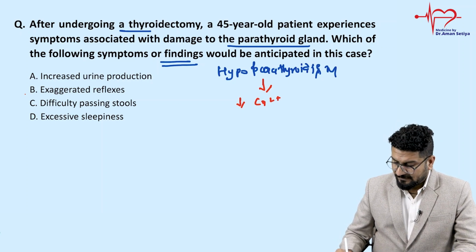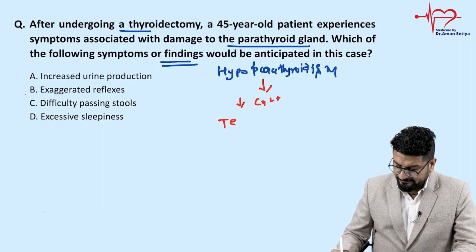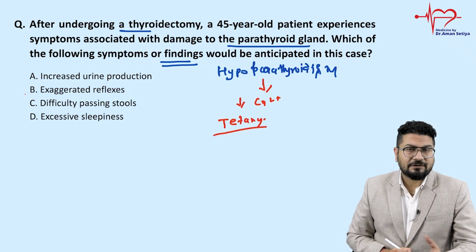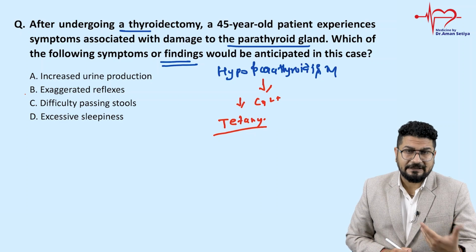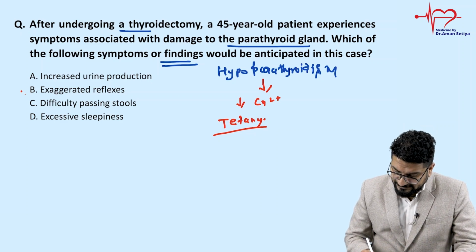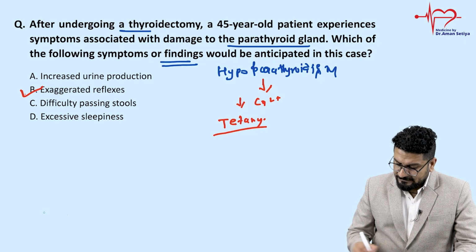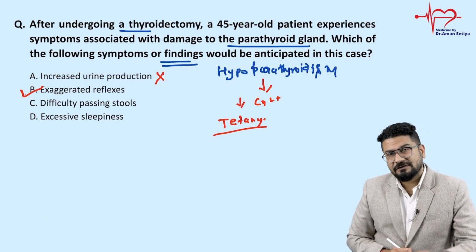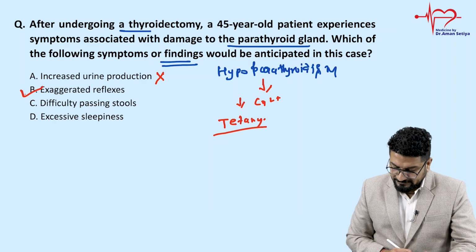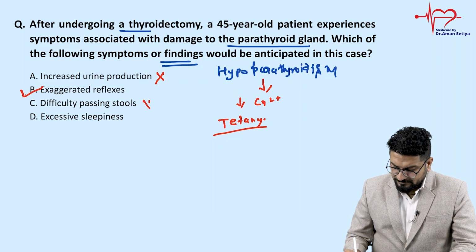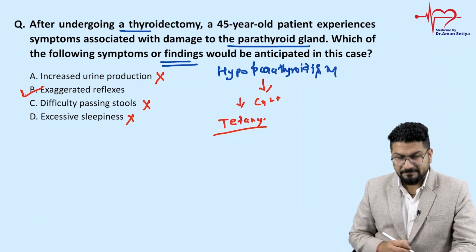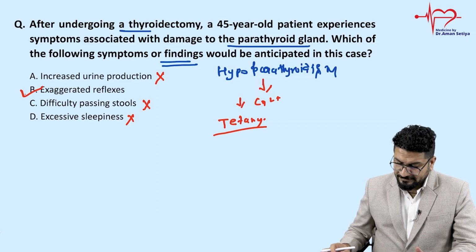When there is hypocalcemia, the patient can develop tetany, so there will be tetanic contraction. In that contraction, reflexes are enhanced, so there will be exaggerated reflex. Is it clear? Urine production is not increased; in fact, that is seen with brain surgery, not thyroid surgery. Difficulty passing stool is usually not seen. Excessive sleepiness is not seen. So what is the answer? Exaggerated reflex.